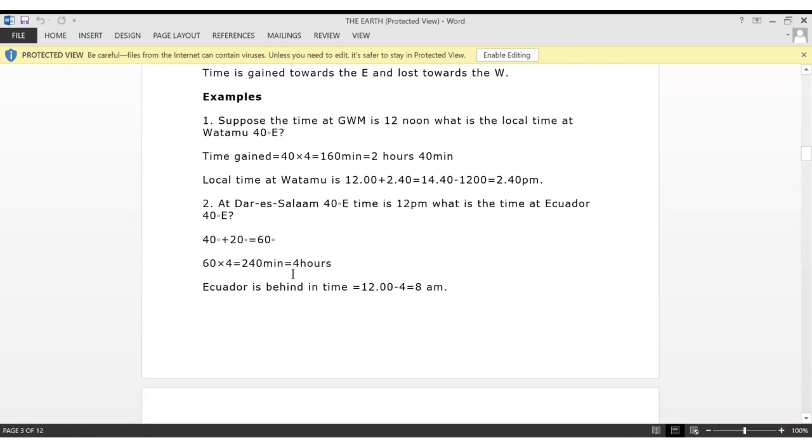So the local time at Watamu, now we will take, because we said time is gained towards the east. Now we will take 12 plus the 2 hours 40 minutes. We find that it is now 2 p.m. It will be 2:40 p.m. So that is a good example.